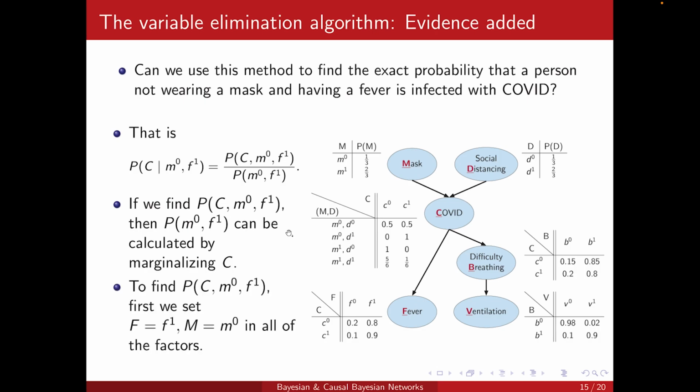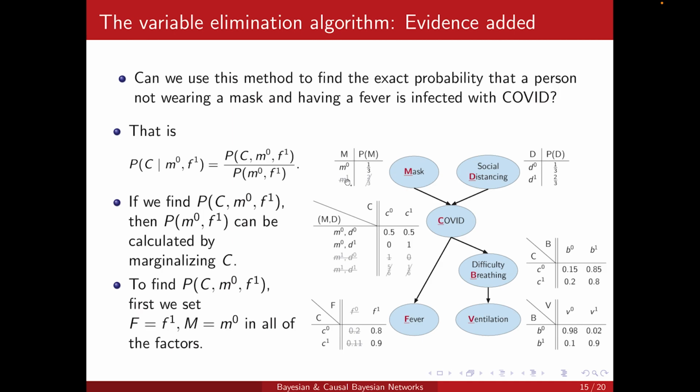The question is, how can I use this information of conditioning on M and F? So I know that the person was not wearing a mask but had fever. So this basically means that in the CPDs, I don't care about the other possibilities. So I can just leave out M1 in all the CPDs as well as F0. Okay, I just cross them out. And this simplifies the tables when I'm doing the calculations multiplying the factors.